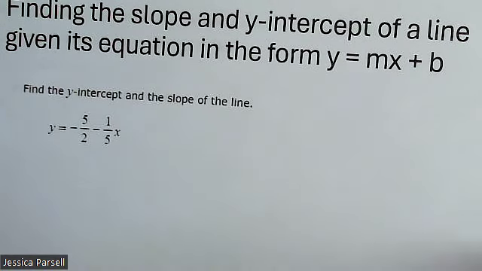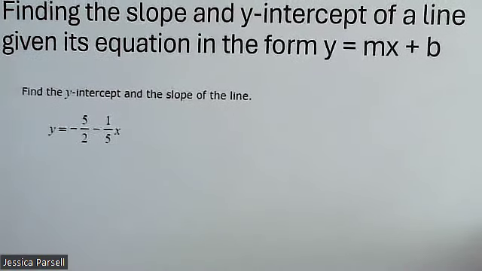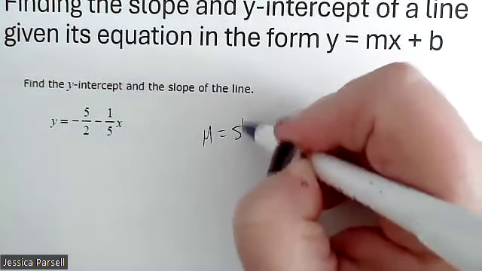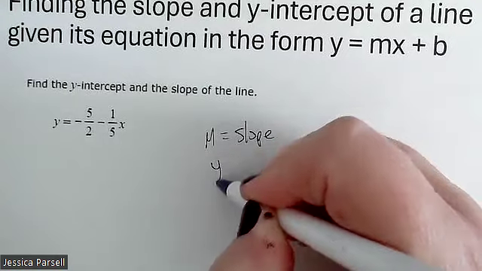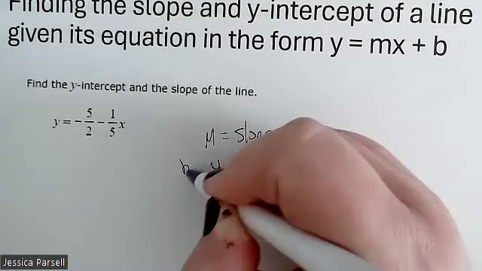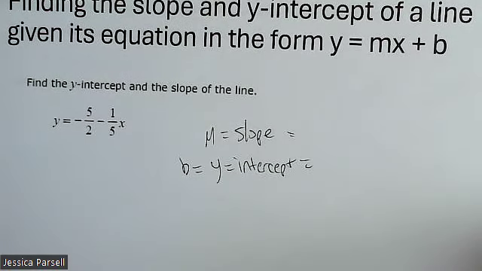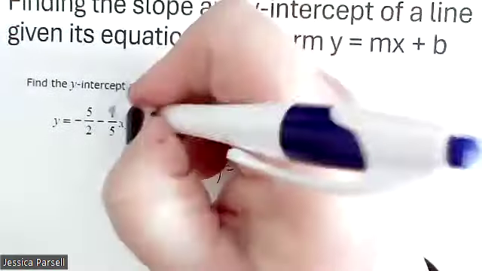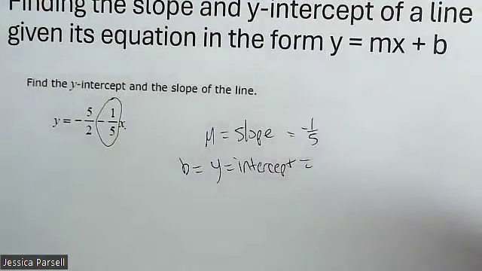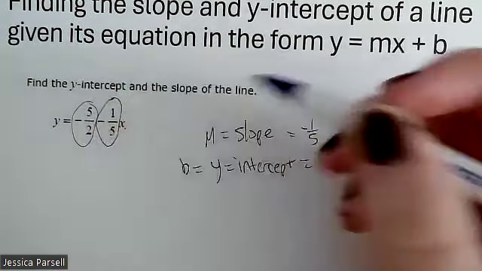All right, here's another one, similar. Find the slope and the y-intercept of a line given the equation y = mx + b. Okay, well, what's the slope? What's the y-intercept? Which is also called the b. Okay, remember the slope is always the coefficient in front of that x. So it's -1/5. The y-intercept is this number that's not attached to the x, -5/2.